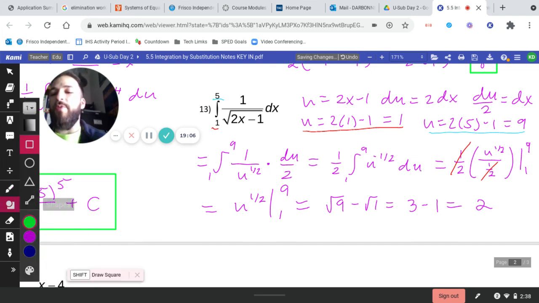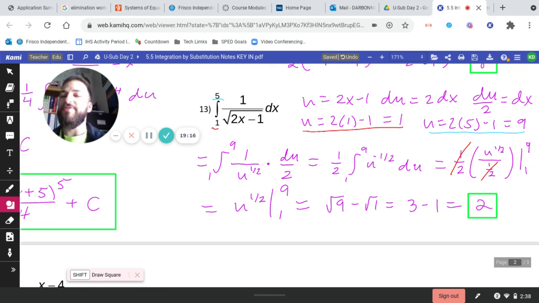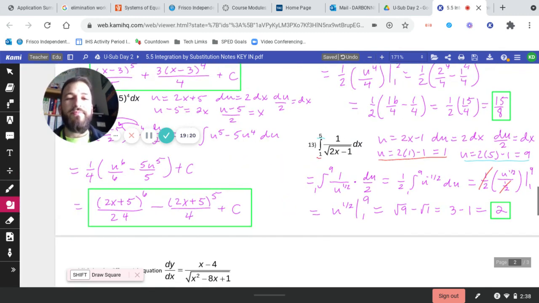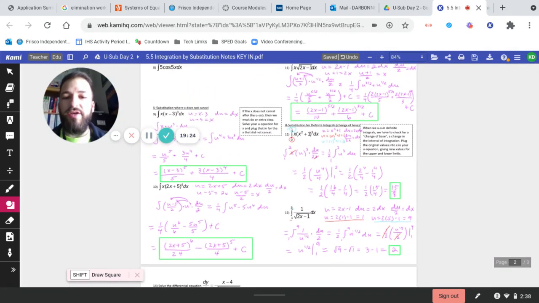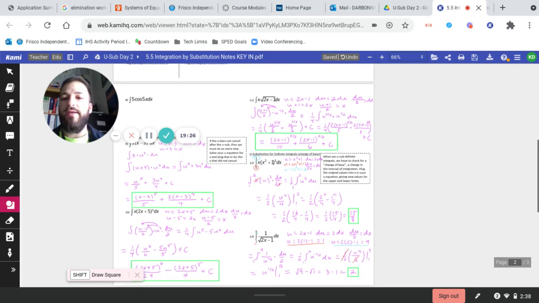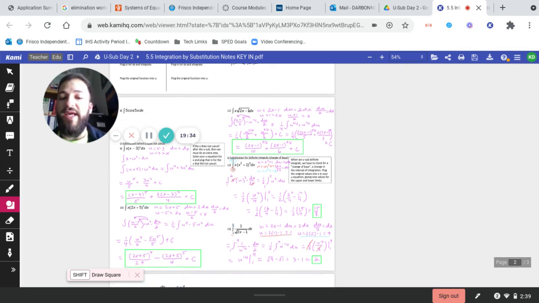So the pre-work was hard, but man, if that wasn't the easiest fundamental theorem of calculus you've ever evaluated, square root of 9 minus square root of 1, no gross fractions to mess up. So sometimes calculus is nice and pretty. Okay. So that is really the two new skills we're talking about today: u substitution where x does not cancel, and then u substitution for definite integrals or a change of base.